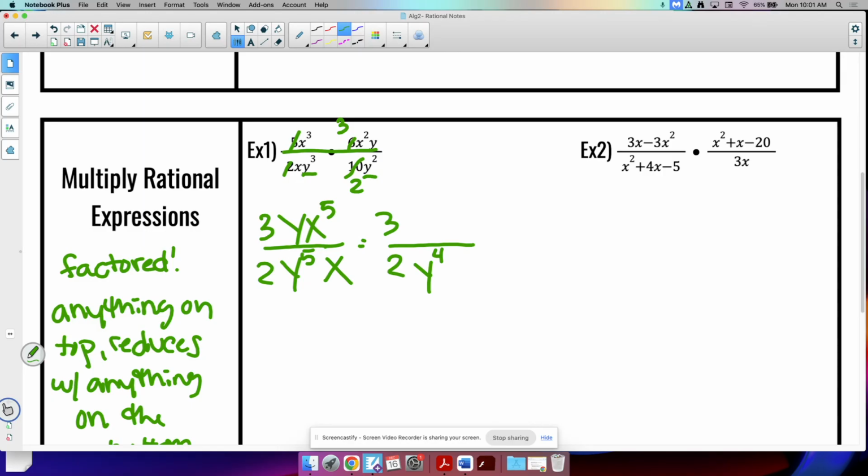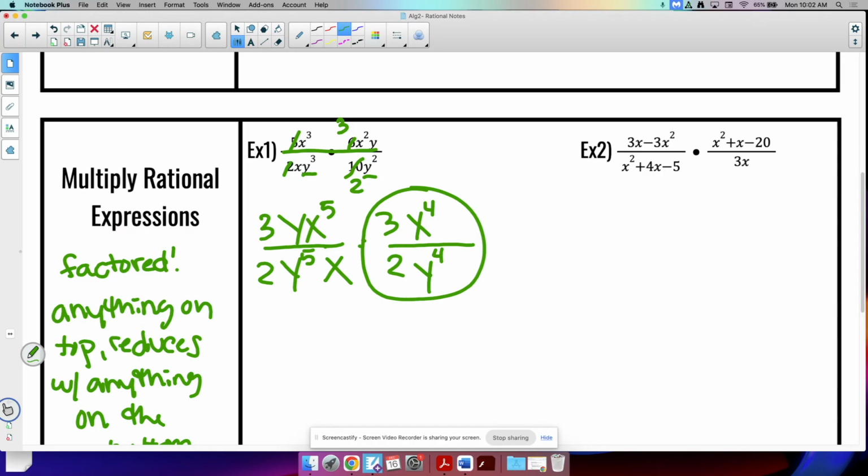4. 5 minus 1. Are they on top or on bottom? Top. So just make sure that you cancel things out, you reduce them. When you are in your final step, you subtract your exponents. Because there are no plus minus signs, that's why we didn't need to do any factoring there.